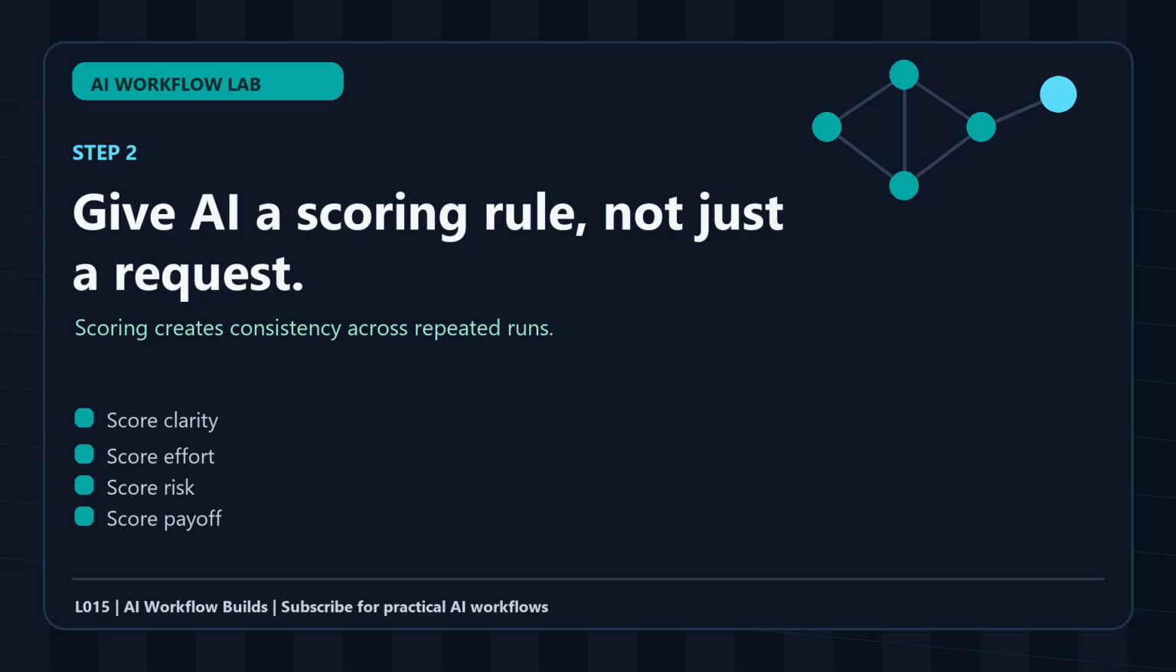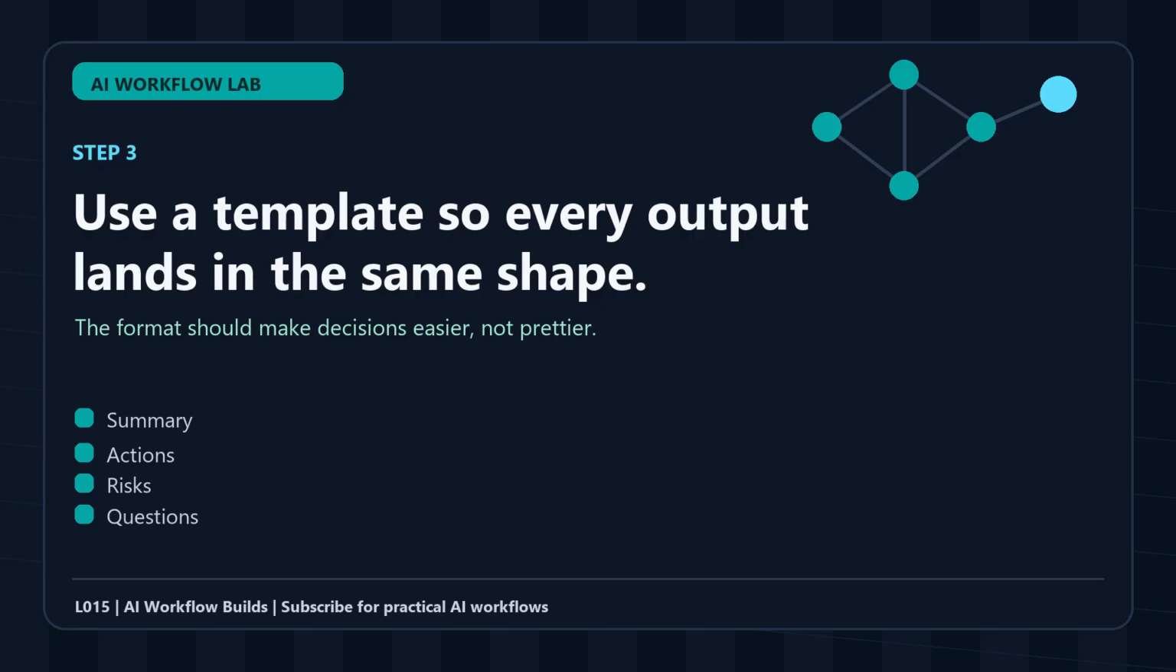For this build, use 4 sections every time. First, a 3-sentence summary. Second, the next actions in order.